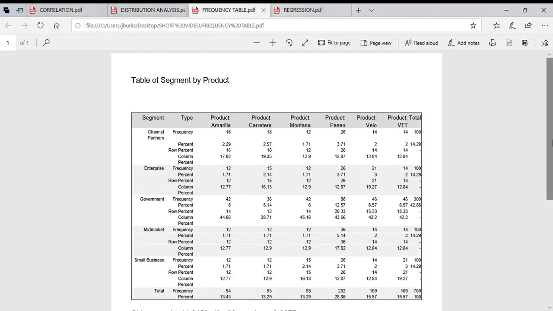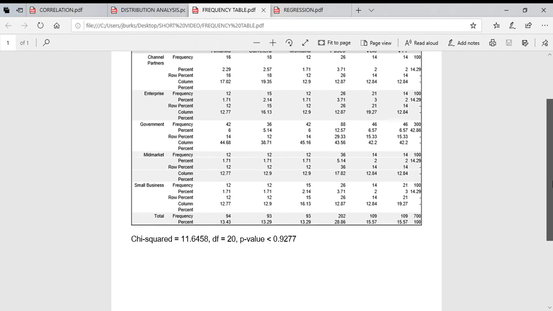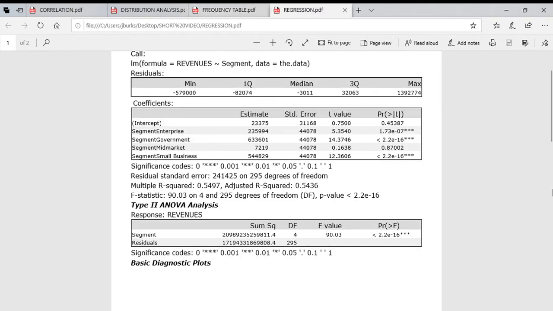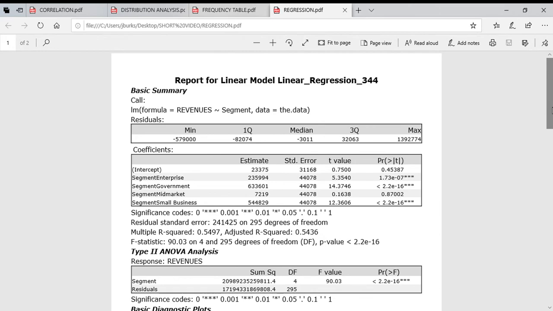And at the very bottom, it gives you a chi-squared value, your degrees of freedom, and then your p-value of 0.9277 if you wanted to do some more hypothesis or statistical analysis. And lastly, I have a regression report. And what I want to do is model using one of the variables from the report.